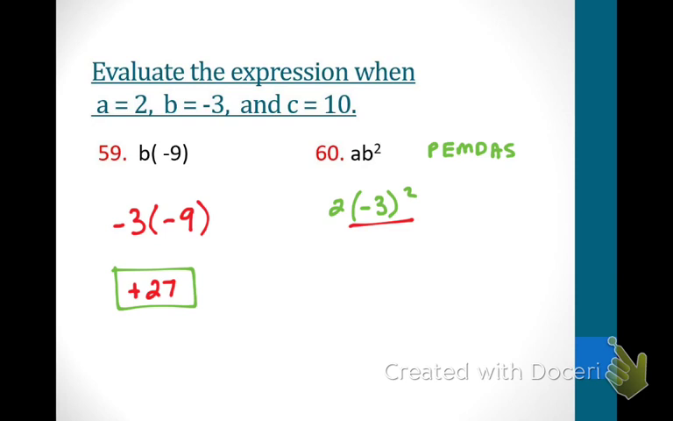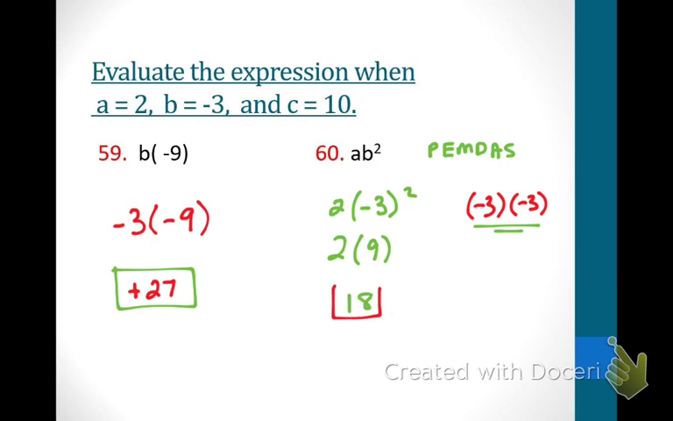What does -3 squared mean? It means -3 times -3. If I am multiplying two negative numbers, my answer becomes positive. So that means I am now 2 times, what's that? 9. Remember, two negatives will equal a positive. If you don't have that, erase it and fix it. What should my answer be? 18. It is a positive 18. Any questions on how to do that one?